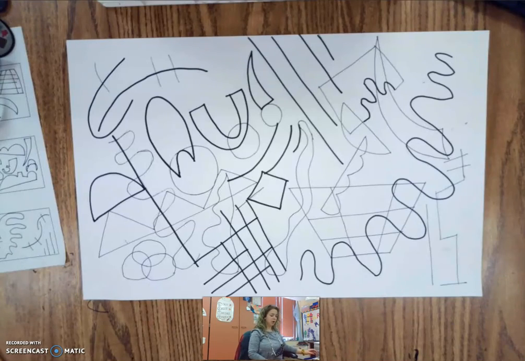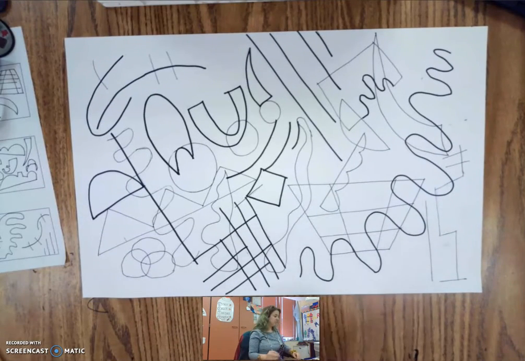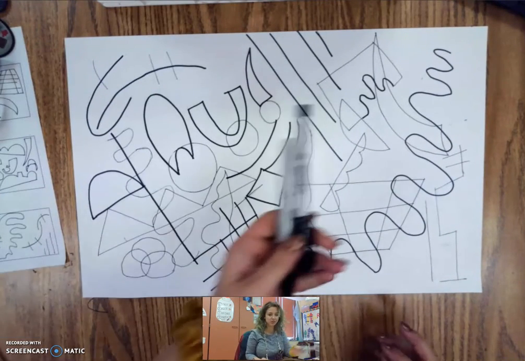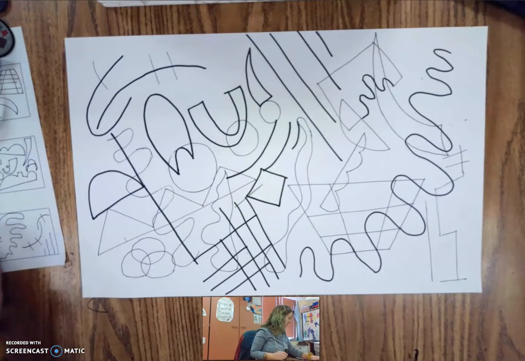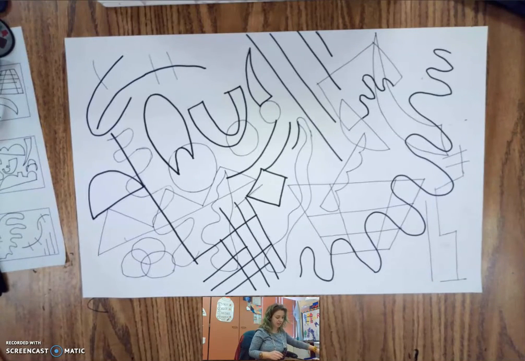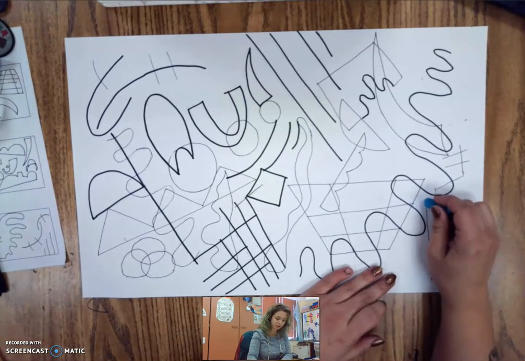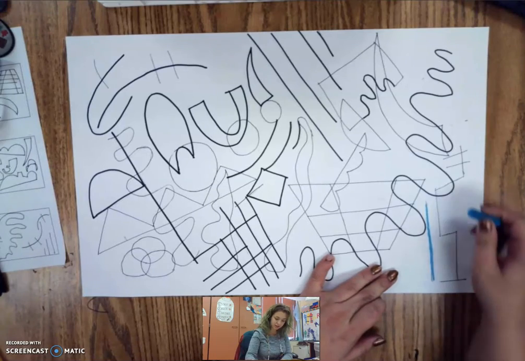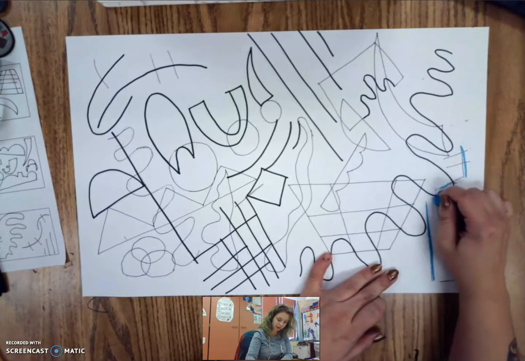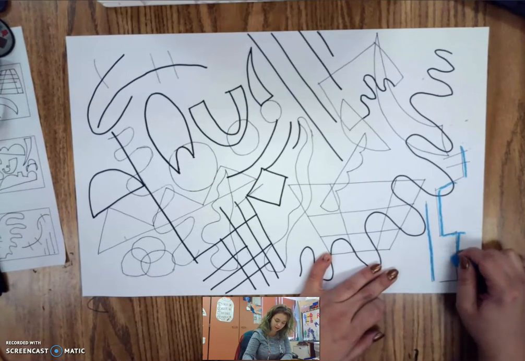Alright, so I have it all outlined. You can see I have some thicker lines and some thinner lines. That's why I use the 2 different sizes, just because I think it ends up looking really interesting. And now I'm going to use my chalk pastels to start adding in some color kind of throughout.